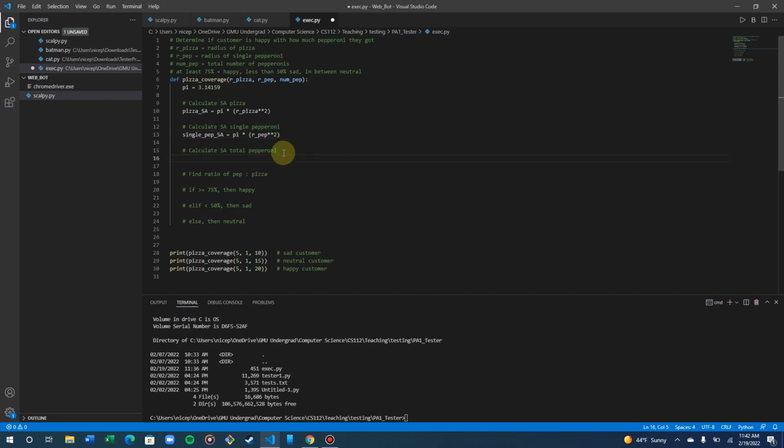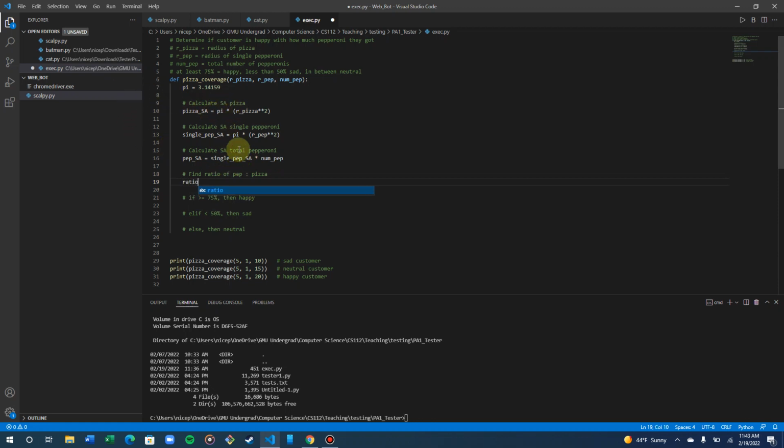And lastly, as I've said before, the actual surface area of the pep is going to equal the single pepperoni surface area times the total number of pepperoni. So now I can say single pep SA times num pep, and that will yield the total surface area of the pepperoni. Now to find the ratio of the pizza to pepperoni, all we need to do here is divide the surface area of the pepperoni by the surface area of the pizza.